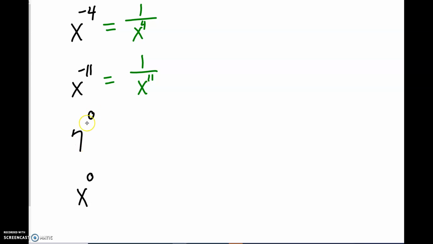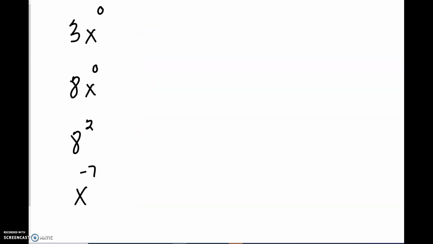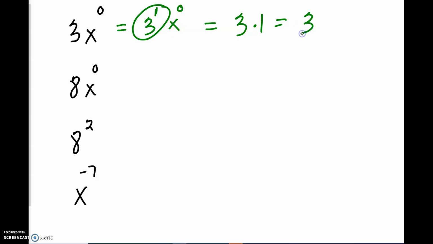All right, what did we say? That anything to the 0 power, no matter what it is, it's just 1. So x to the 0 power, anything to the 0 power is just 1. All right, now we have to be careful on here because some of us just automatically go and say that this answer is just 1. But mathematicians do not write everything. So what this says is 3 to the 1st power, x to the 0 power. So we still have this 3 to the 1st power is 3 times, and then x to the 0 power is 1. So 3 times 1 is 3.